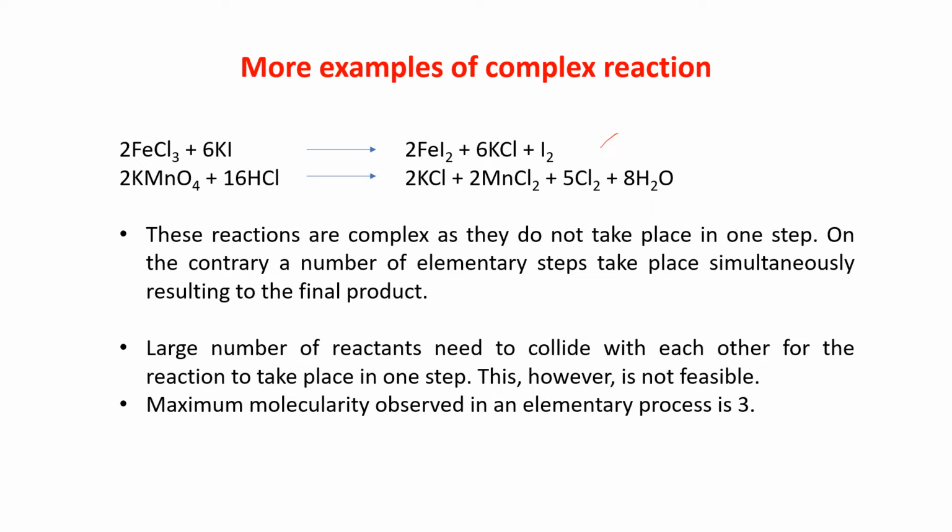Next, a large number of reactants would need to collide. You can see for this reaction, 2KMnO4 is reacting with 16 molecules of HCl. So, a large number of reactants would need to collide with each other for the reaction to take place in one step. This, however, is not feasible. So, the maximum molecularity observed in an elementary process is 3. So, naturally, these reactions proceed in several elementary steps.